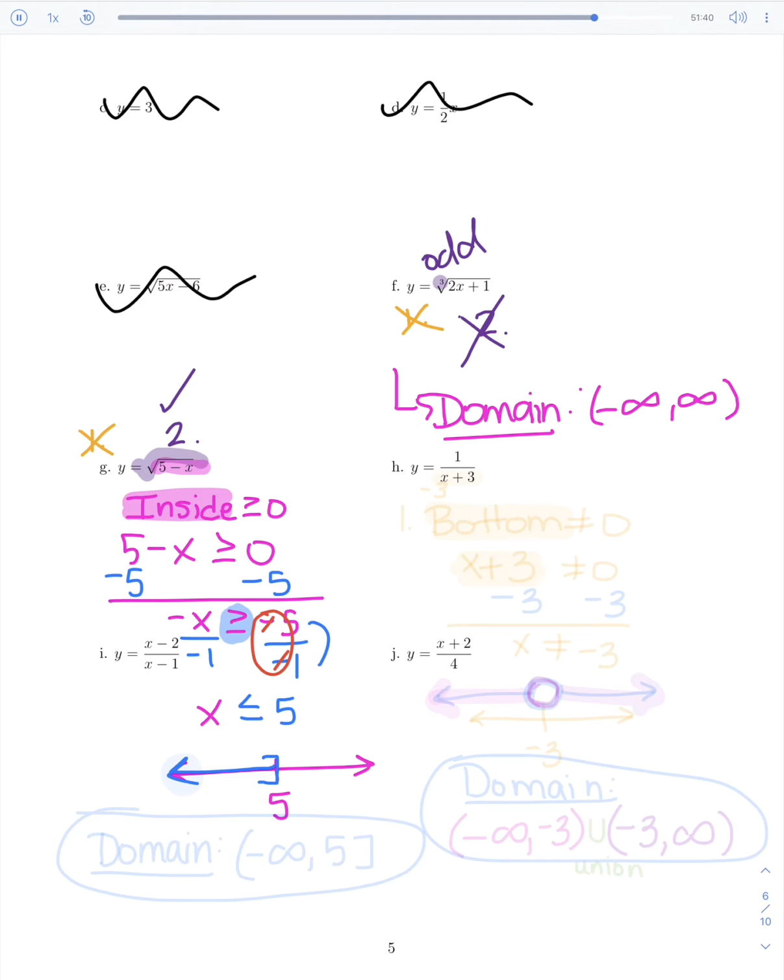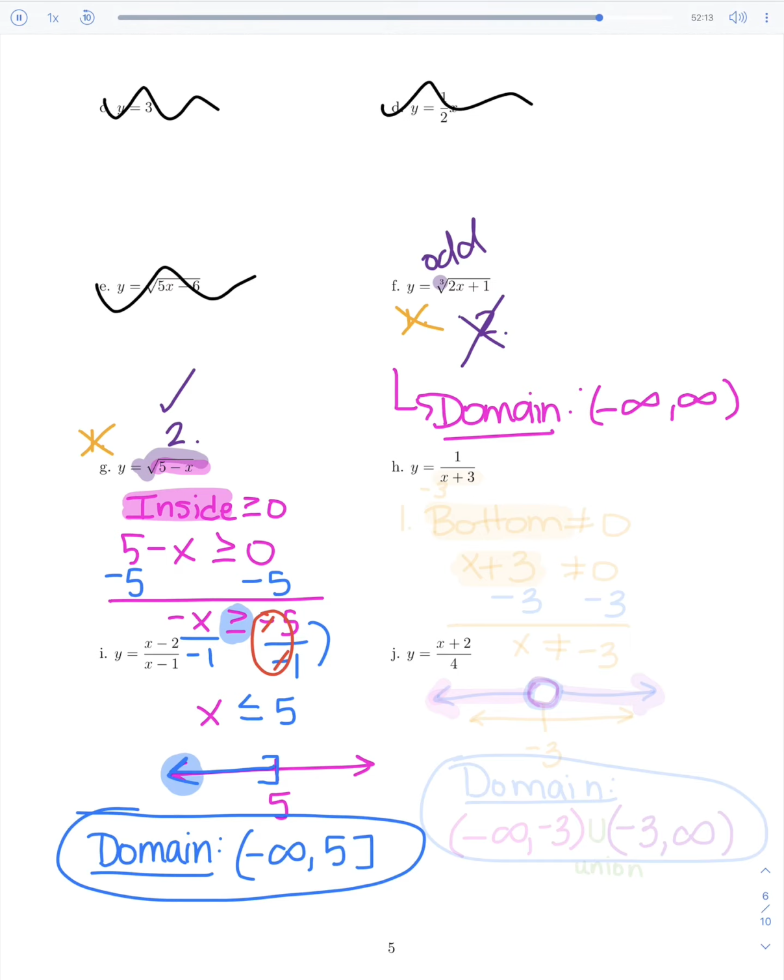So let's see what this means. It means our domain this time is starting out with the arrow down at the far end, which means it's going to be starting out with a negative infinity and working its way up to 5 where there's a bracket. Remember, infinities will always have that parentheses, so our domain for G is negative infinity to 5 where I have a bracket because of the equal to.